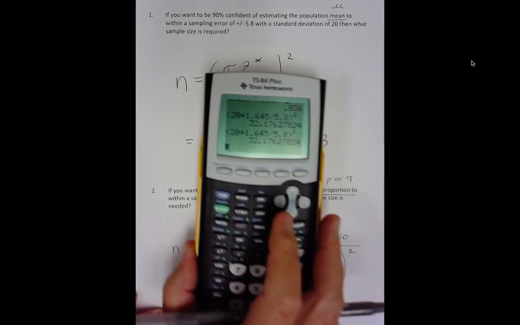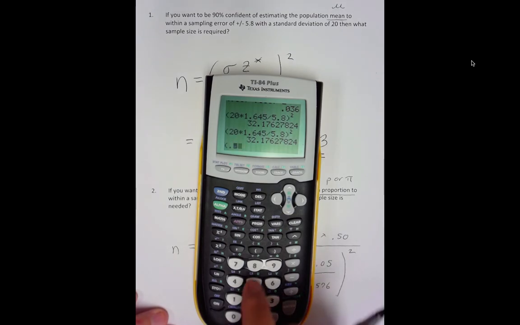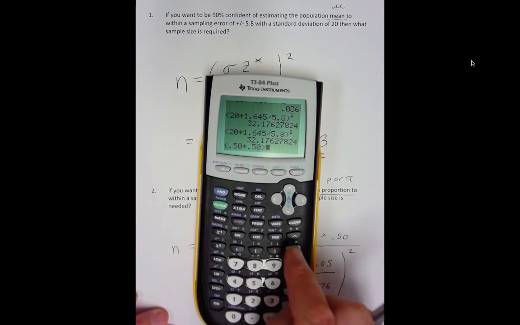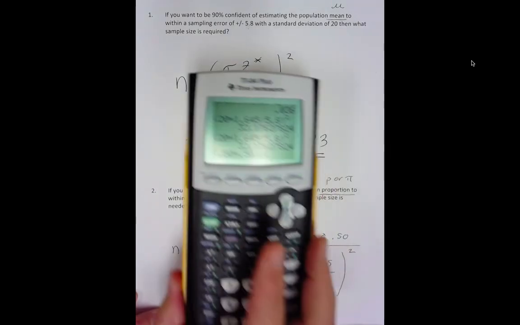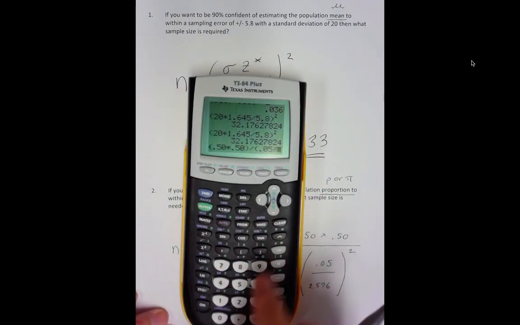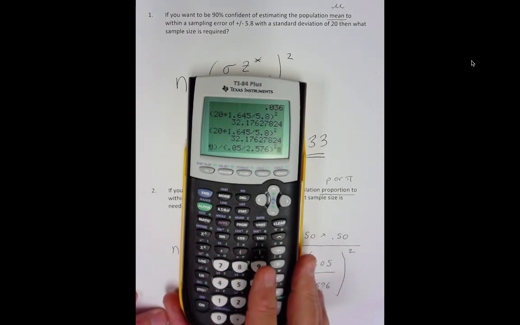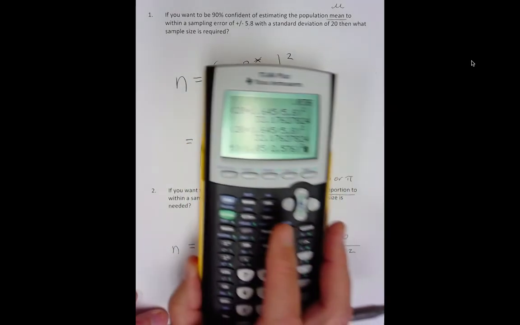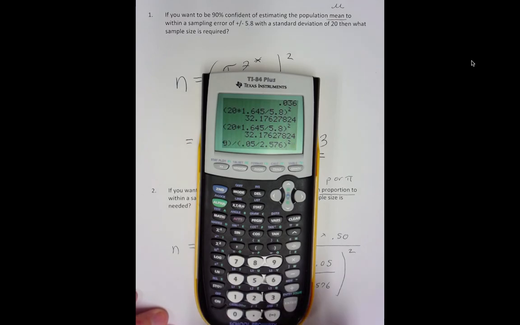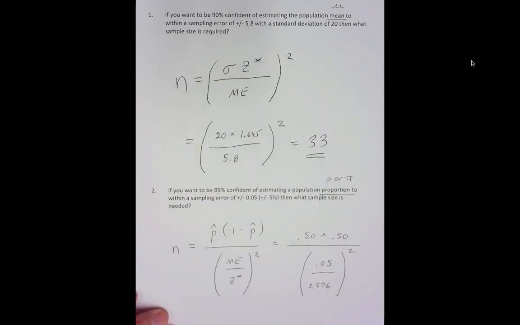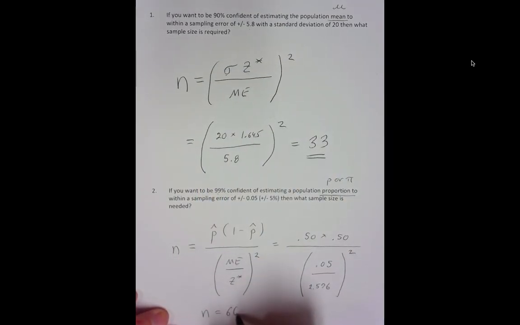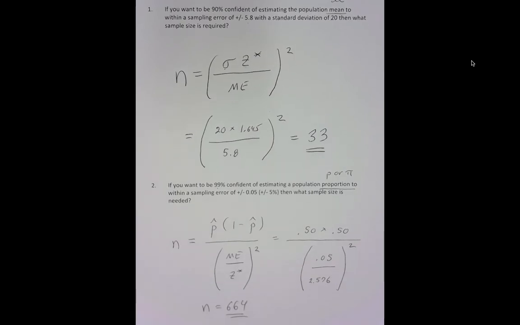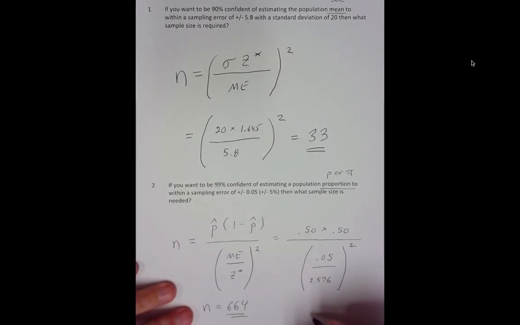So guys, I'm going to have 0.50 times 0.50 divided by 0.05 divided by 2.576, quantity squared. Does it line up with everything we need? Yep. Hit enter. So we need 664 subjects. All right, gang. That's all I got.